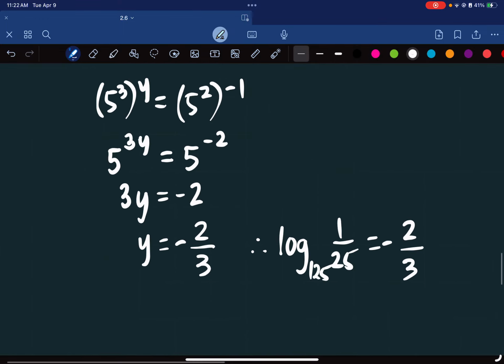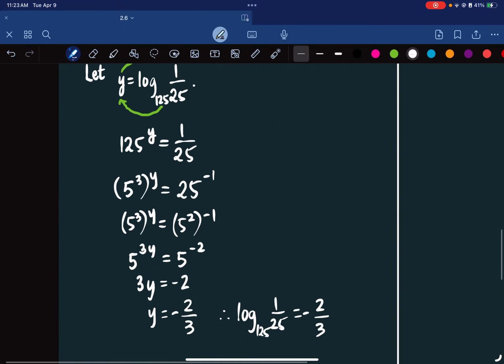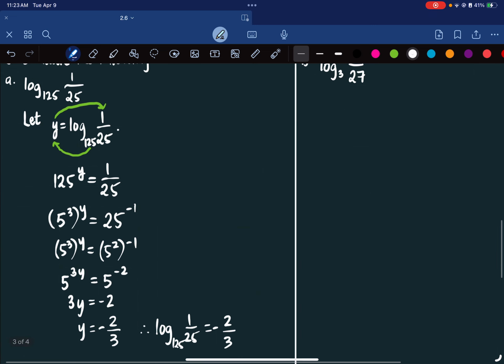I hope this example is clear. So the general process, we just let this one be a certain variable y, then convert into exponential form, and finally apply what we know about solving exponential equations.